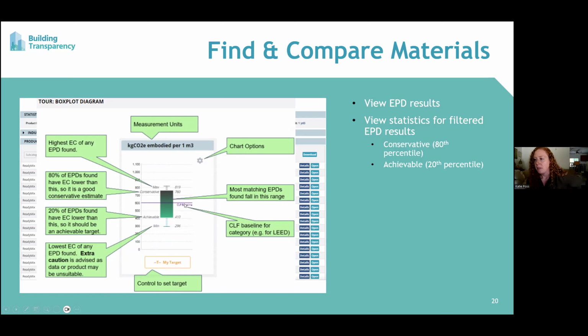We also have the CLF baseline values built into the back end of EC3, and if there is a relevant CLF baseline value for this material category, it will show up as a purple line on the box plot and whisker chart. So I know somebody asked a question earlier about points of reference, or how do we know how we're doing against some sort of baseline or benchmark? The CLF baseline value serves that purpose.